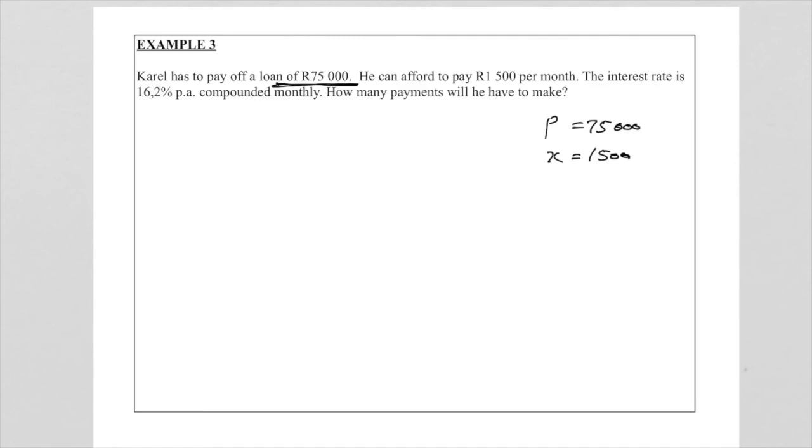The interest rate is 16.2% per annum, and it's compounded monthly. So we can say I is equal to 0.162, and please take note, we divide by 12 because this is a monthly calculation. And now they want to know how many payments. Please take note, in annuities, N represents the number of payments. In compound interest, it was the number of months or number of years. Now we work on how many payments.